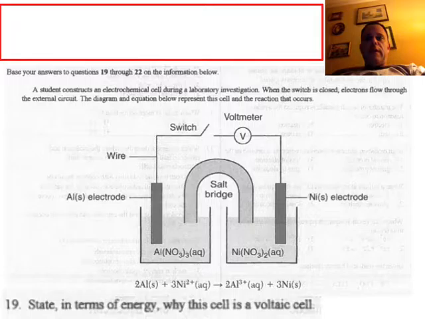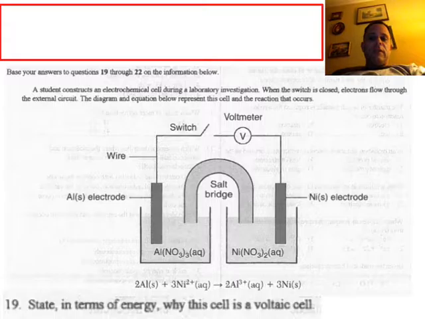Alright, numbers 19 through 22 relate to this information, the picture and this, which states a student constructs an electrochemical cell during a laboratory investigation. When the switch is closed, electrons flow through the external circuit. The diagram and equation below represent this cell and the reaction that occurs. So when this switch is closed, the electrons will flow through the external circuit, which is the wire. You're going to have to determine in which direction, from the aluminum electrode to the nickel, or from the nickel to the aluminum. That's to be determined later.